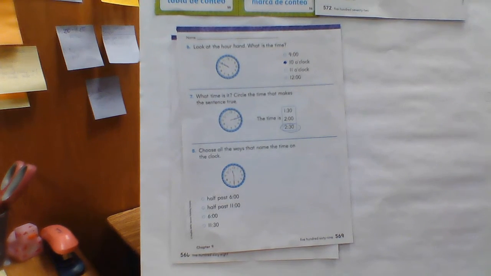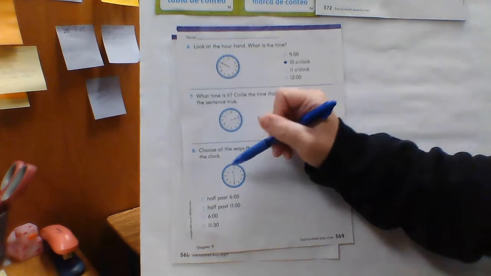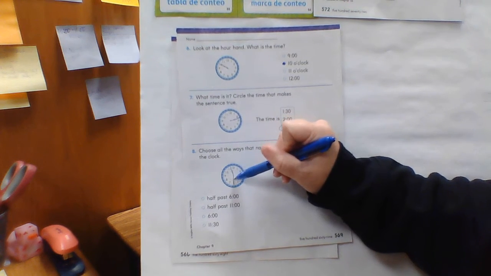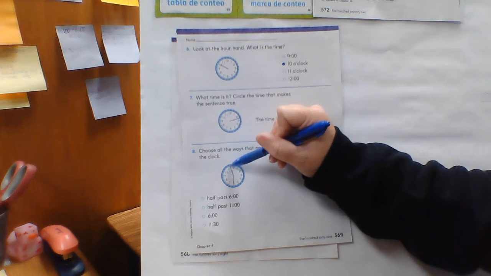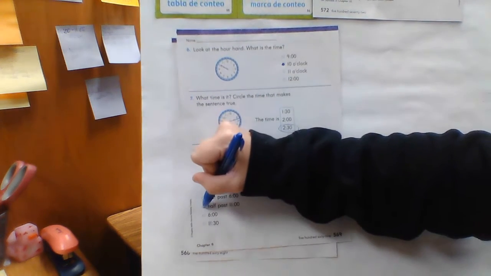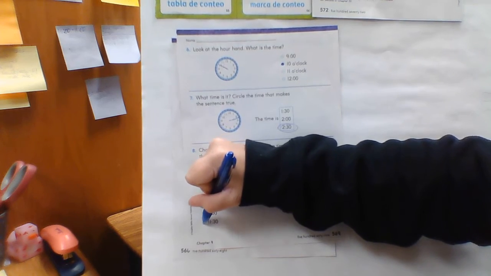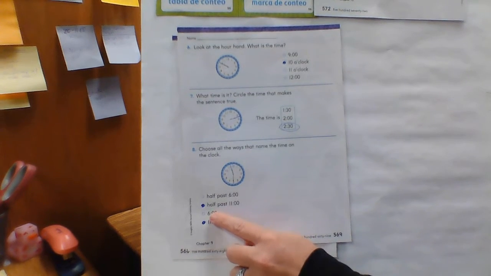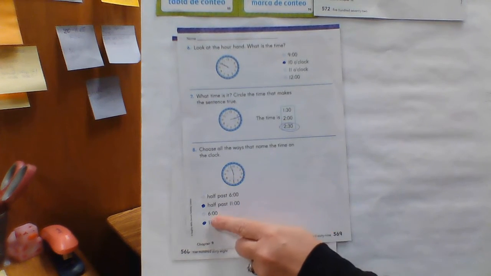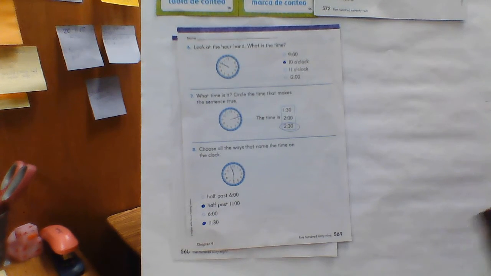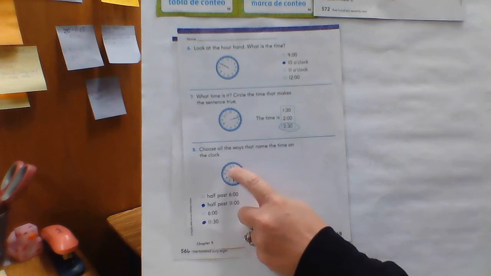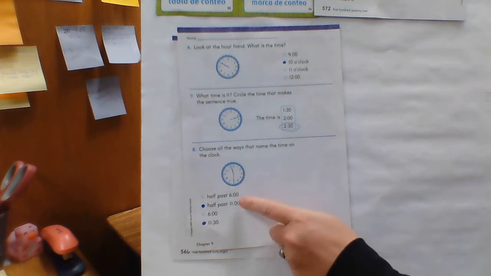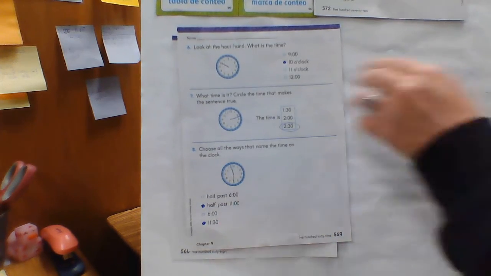Number 8, choose all the ways that name the time on the clock. Well, my hour hand is in between the 11 and the 12. My minute hand's on the 6, so I know that's 30. So I know it is 11:30. They tried to trick you with the 6, but remember, the big long minute hand is on the 6, so it's not in the 6 o'clock hour, right? The hour hand is in between 11 and 12, so it's in the 11 o'clock hour, and the minute hand on the 6 means 30. So it's 11:30.